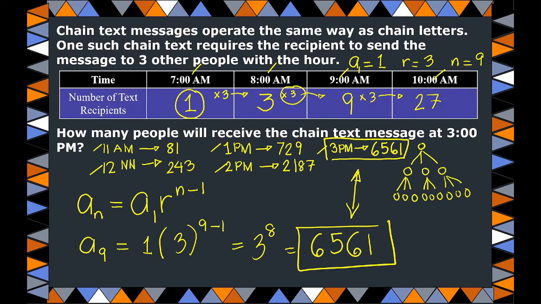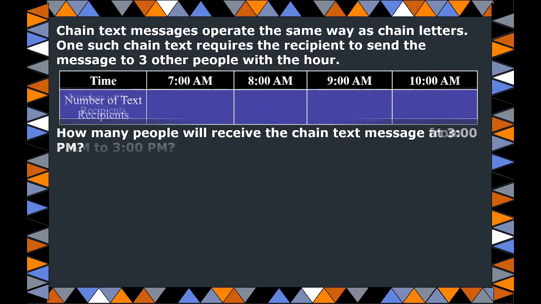The problem is similar to this, but I have changed the question. So this is still at 7 a.m. We have 1, then 3, 9, and 27. Now, here is the question: how many people will receive the chain text message from 7 a.m. to 3 p.m.?